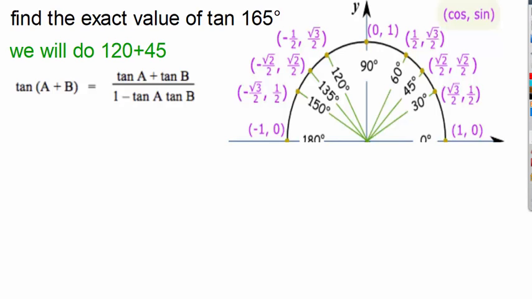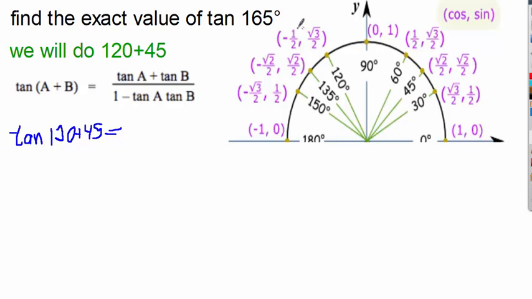Last one we'll work on is the tangent of 165. 165 I can get to doing 120 plus 45. So we do the addition formula. You do notice this one is a fraction. So if we're setting this up, sometimes we keep track of these two here someplace, so we just know which ones we're plugging in. Tangent of A, tangent of 120. How do we get there?